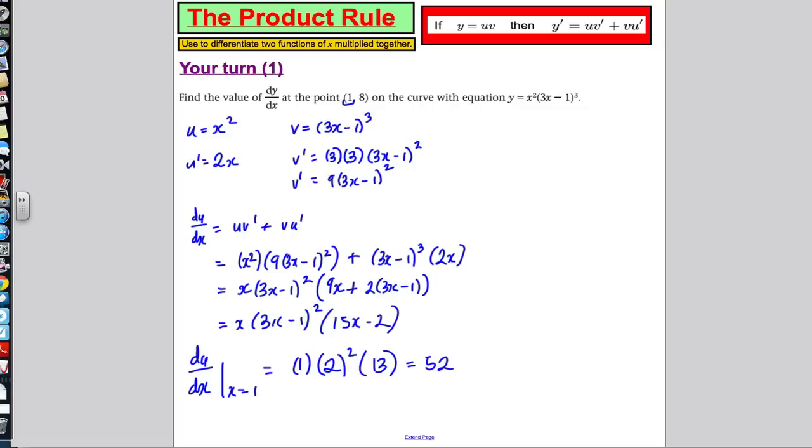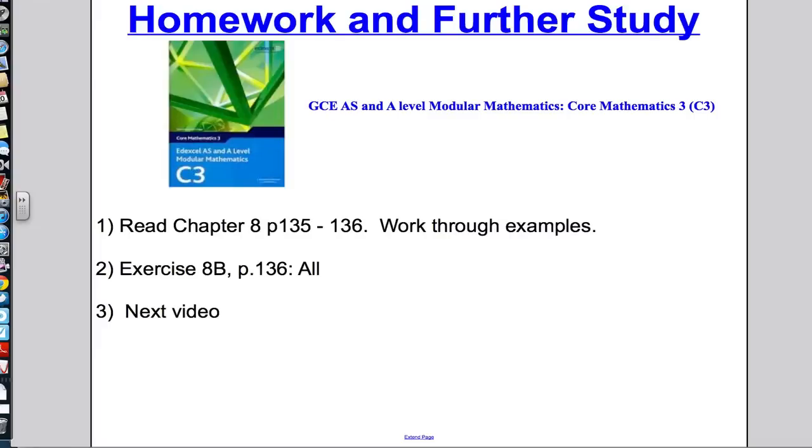And that's all on the product rule for this video. I'd encourage you now to go to your exercise book, read page 135, 136 in chapter 8, and do exercise 8B, all of those questions.